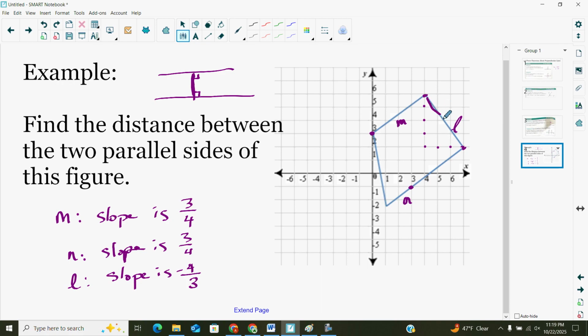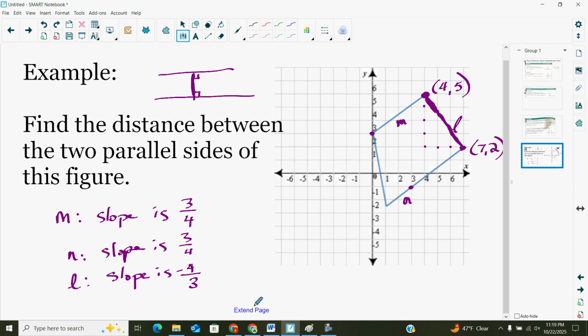So if I can find the length of that segment, then we know the distance between the parallel sides. To find the distance, I know the endpoints. This endpoint is at 4, 5, and this endpoint is at 7, 2.